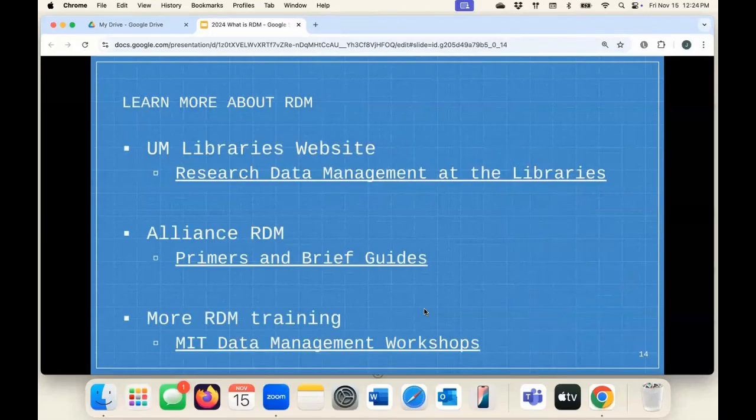So I've just thrown a whole bunch of theory at you. We're going to take a quick pause and then keep going. But there are a lot of links on the research data management page at the library's webpage, which is linked here. We're going to get into some of that in a minute. The Alliance RDM content, primers and brief guides are really nice, especially if you just need a snapshot of what am I supposed to do here.